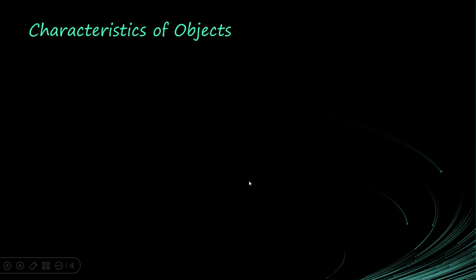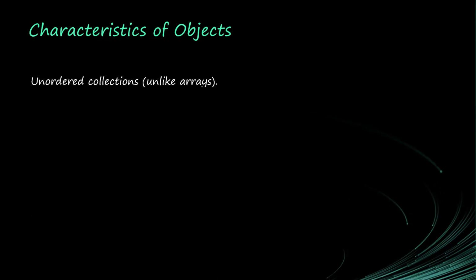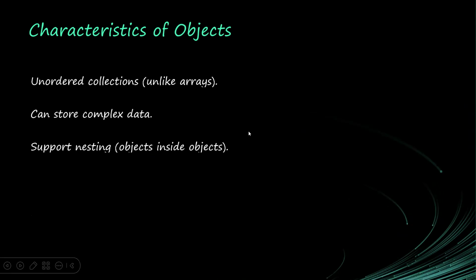So, characteristics of objects. Objects are collections that are unordered. They are not ordered. They can store complex data. They can support nesting of objects inside another object. You can see the parents value is an object. So objects can be nested inside another object.